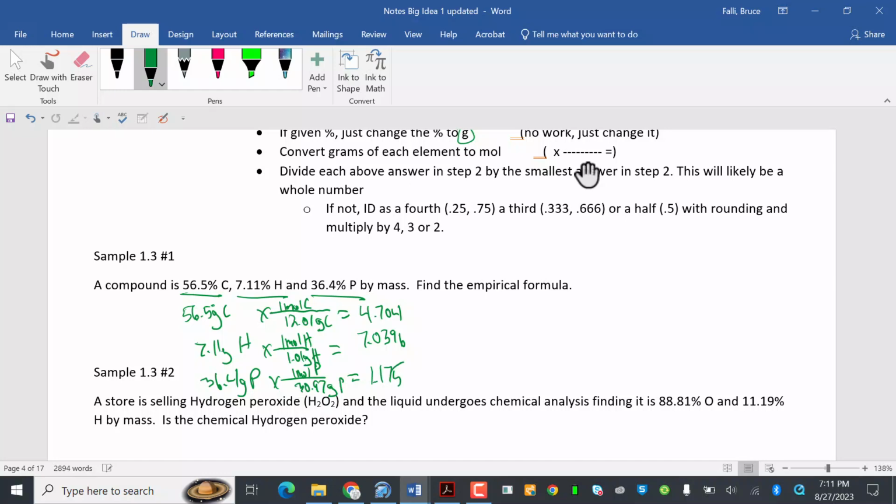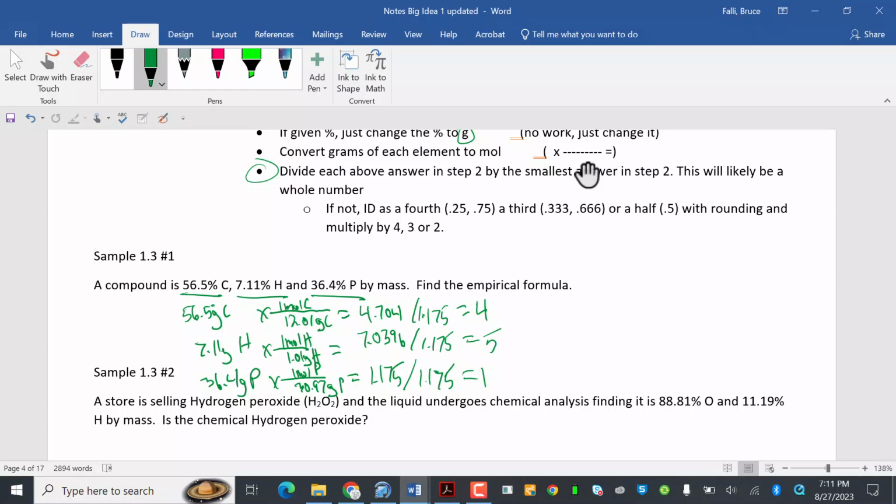So what I do next is divide each of them by the smallest number. What this is doing is getting us everything into whole numbers. 1.175 divided by 1.175, so this one will be 1. Hey, that's a whole number. Let's see what 4.704 divided by 1.175 is. I get 4.003. That's 4. 7.0396 divided by 1.175 is 5.99, that's 5.